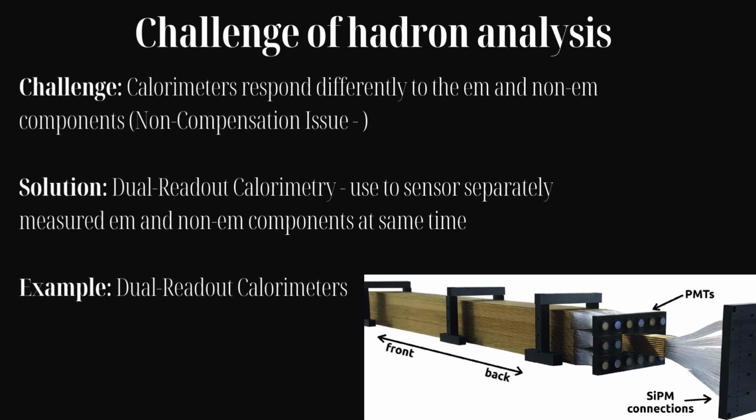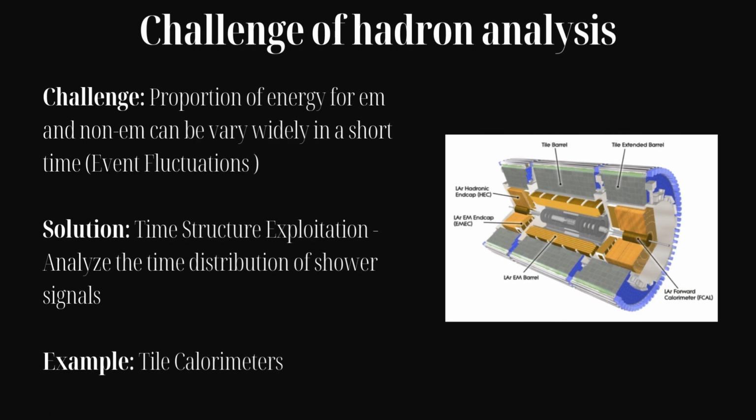The next challenge is that the calorimeter responds differently to the electromagnetic and non-electromagnetic components due to the non-compensation issue. Its solution is to use dual readout calorimetry, which uses sensors to separately measure electromagnetic and non-electromagnetic components at the same time. For example, the dual readout calorimeters. Last but not least, the proportion of energy for electromagnetic and non-electromagnetic components can vary widely in a short time, causing event fluctuations. Its solution is to use time structure exploitation, which helps to analyze the time distribution of shower signals. One example is the tile calorimeter.